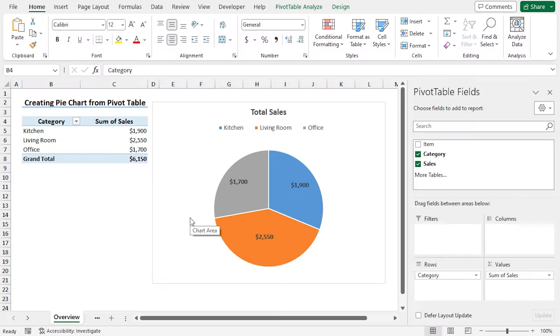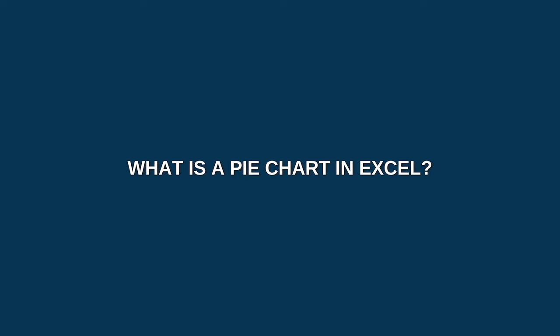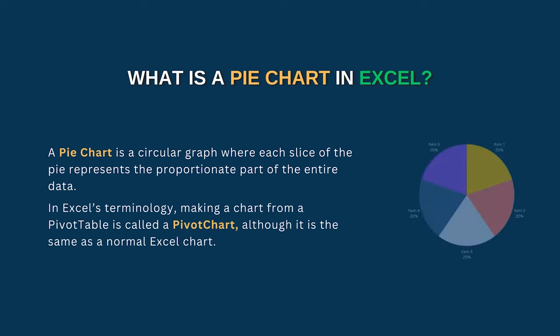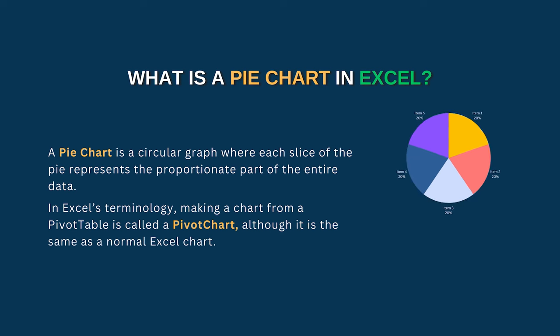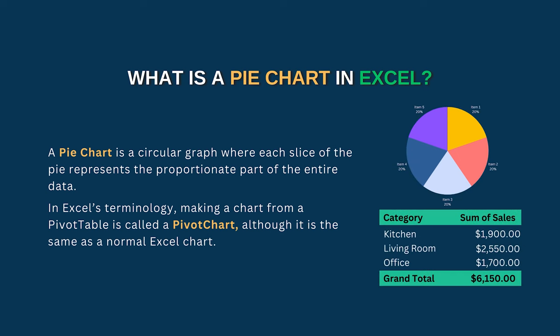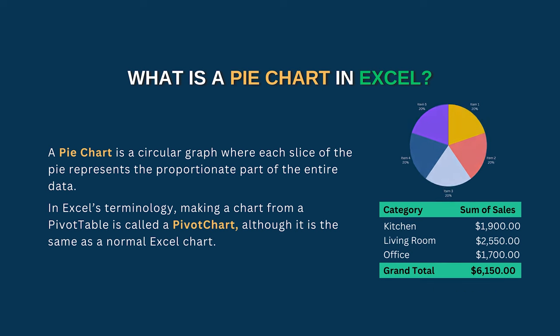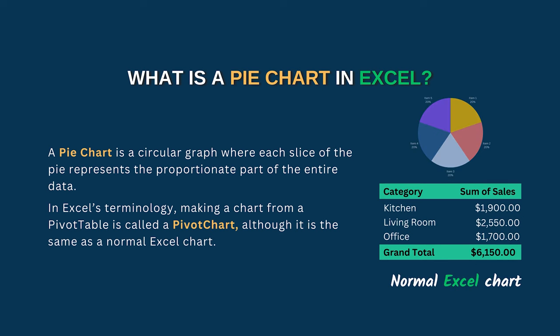For this tutorial, I'll be using Microsoft Excel 365. Before we begin, let's quickly go through what exactly is a pie chart. A pie chart is a circular graph where each slice of the pie represents the proportionate part of the entire data. In Excel's terminology, making a chart from a pivot table is called a pivot chart, although it is exactly the same as a normal Excel chart.